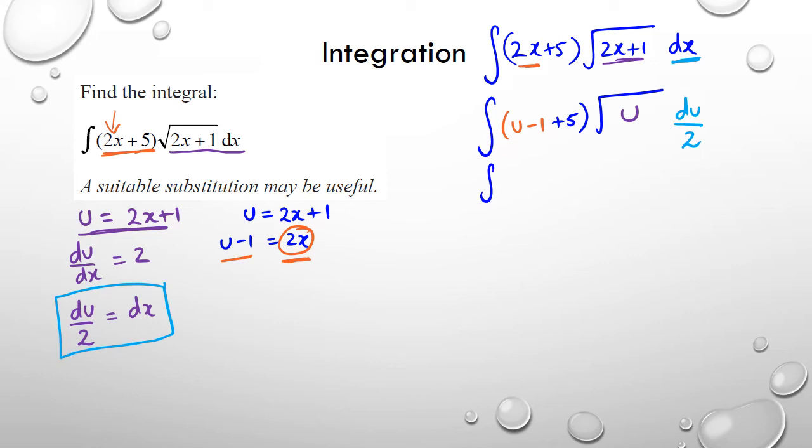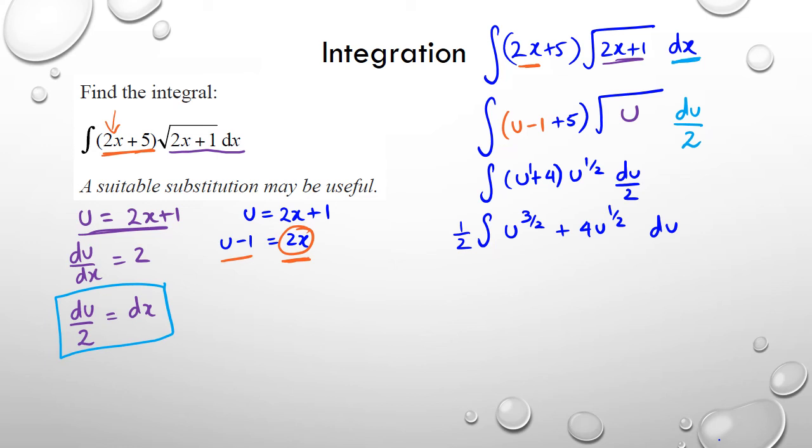So simplifying this, I have u plus 4 multiplied by u to the power of half, and du over 2. And still not done with it. I'm going to get u to the power of 3 over 2 plus 4u to the power of half, du. Now, because it's being divided by 2, I can take it outside, into the front. I could write it as a half. Where did you get 3 over 2 from? Because this is u to the power of 1. U to the power of 1 times u to the power of half is 1 plus a half, which is 3 over 2.